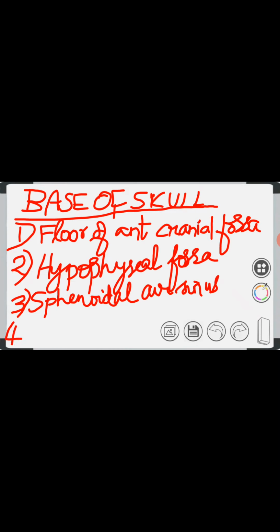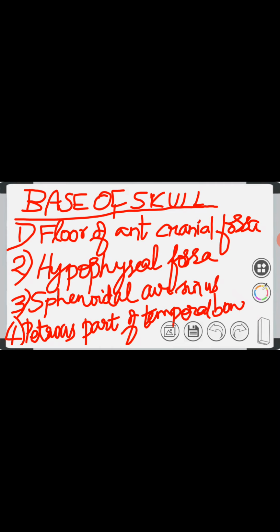And the other structure which is seen in the base of the skull is the petrous part of the temporal bone. This bone produces a dense irregular shadow which is posteroinferior to the hypophyseal fossa. So the sphenoidal air sinus is anteroinferior to the hypophyseal fossa, and this petrous part of the temporal bone is posteroinferior to the hypophyseal fossa.